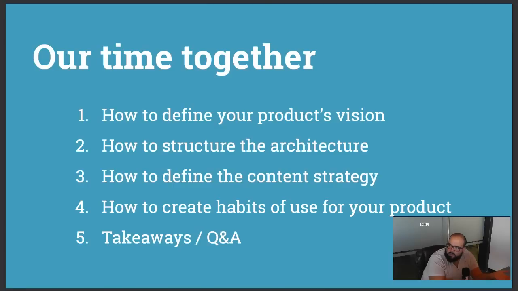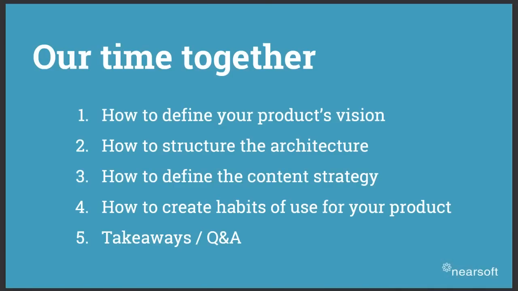Anyway, our time today is going to be well spent. We're going to be talking about how to define your product's vision, how to structure the architecture to make that vision happen, how to define the content strategy for that specific architecture, how to create habits of use for your product, which is sort of like a funnel. First you have the vision, then the architecture, then the content strategy, and that is supposed to create a very healthy addiction, like my addiction to Netflix. And after that, we're going to be summing it up with some takeaways, which are very summed up points that you can take home. And we'll be listening to any questions you have with the Q&A.